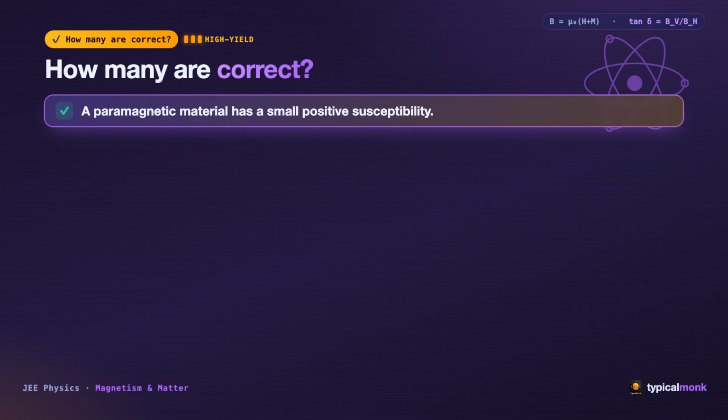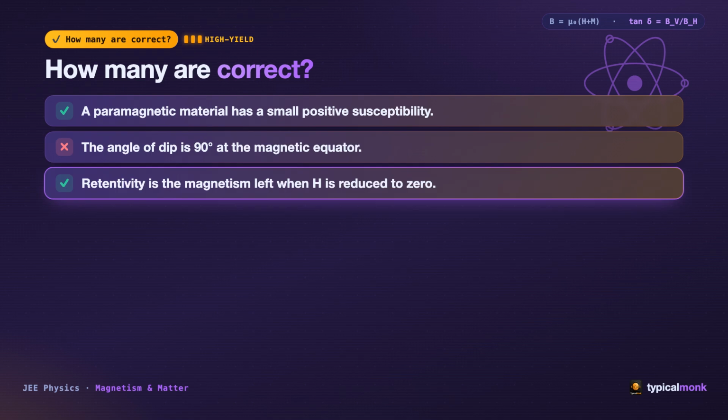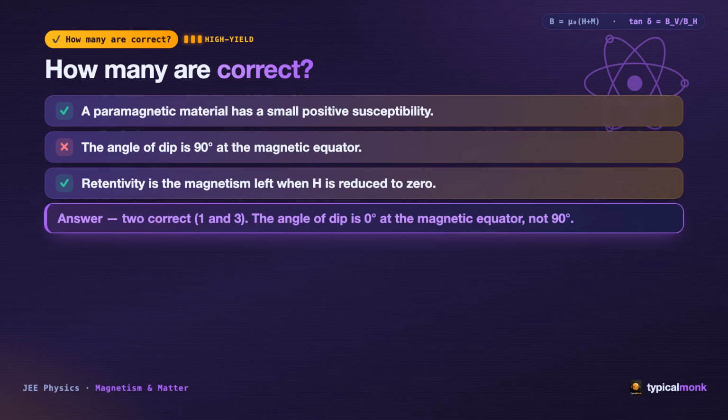Now, how many of these 3 statements are correct? 1. A paramagnetic material has a small positive susceptibility. That is correct. 2. The angle of dip is 90 degrees at the magnetic equator. That is wrong. It is 0 at the equator. 3. Retentivity is the magnetism left when H is reduced to 0. That is correct. So the answer is 2 are correct: statements 1 and 3. The culprit is statement 2. The angle of dip is 0 at the magnetic equator, not 90.